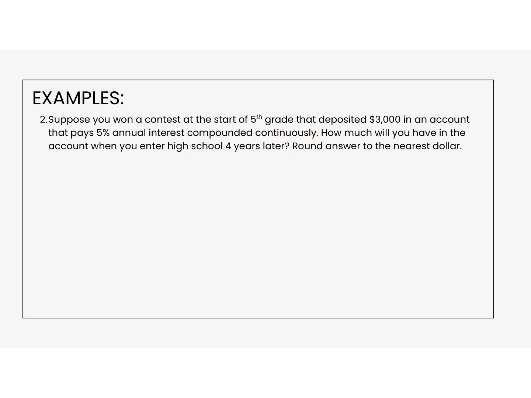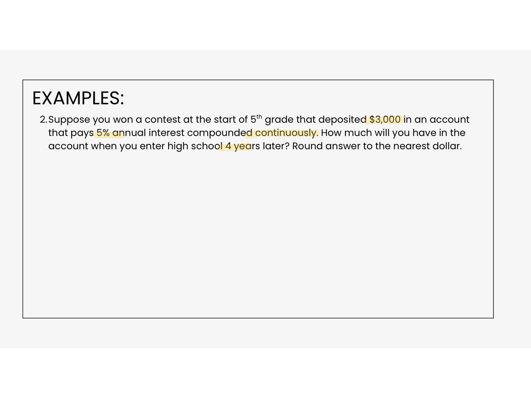Okay, number 2. Suppose you won a contest at the start of 5th grade that deposited $3,000 in an account that pays 5% annual interest compounded continuously. How much will you have in the account when you enter high school 4 years later? Round your answer to the nearest dollar. Okay, so again, let's go back through here to find the important information. So we deposited $3,000 into an account that pays 5% interest compounded continuously. How much will you have in the account when you enter high school 4 years later?